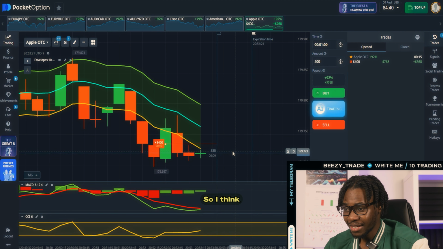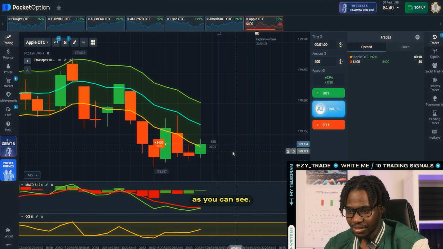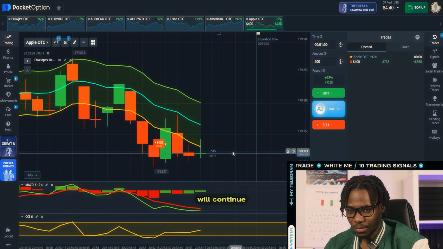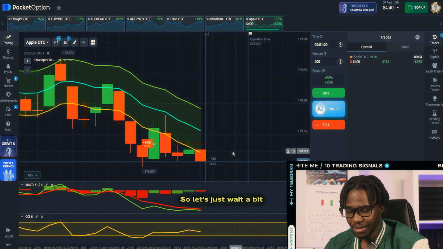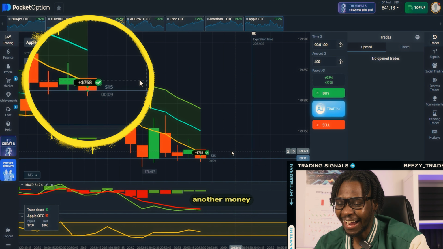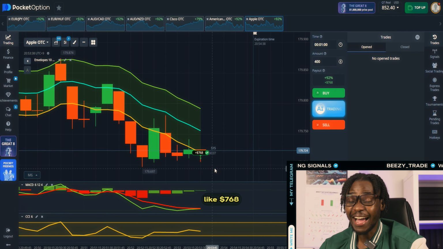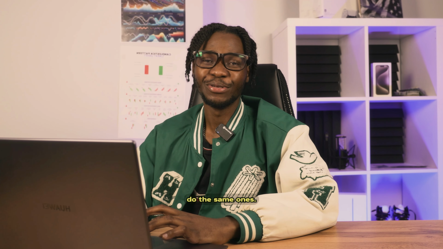So I think these indicators today have really helped, as you can see, and the market will continue to go down. We just have like 5 seconds remaining, so let's just wait a bit, and I believe you're gonna win. And there I've made another $768 just like that. And you can also do the same as well.